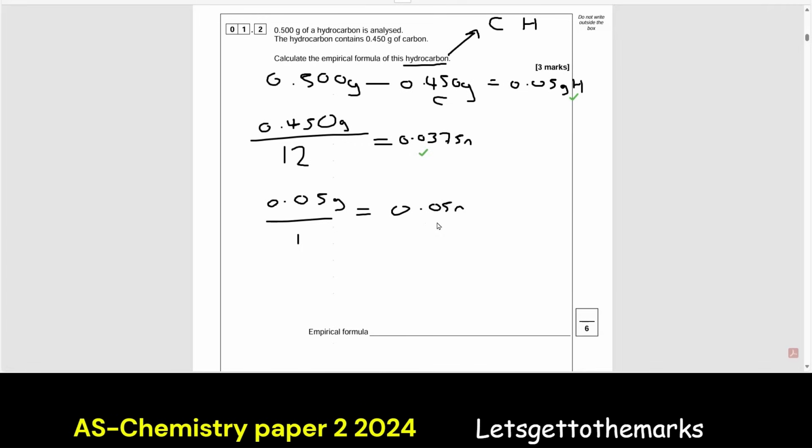Now what I want to do is divide both by the smallest so I can get these into whole numbers. Let's divide them both by the smallest. The annoying thing is I put a tick right there where I need to do the dividing. So let me remove the tick. Maybe the second mark is actually this. So anyway, the smallest number is 0.0375. So we're going to divide them both by 0.0375.